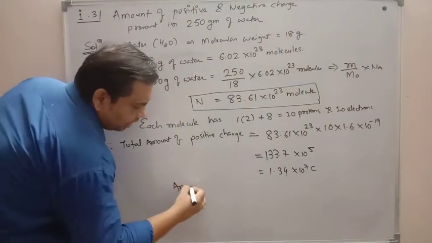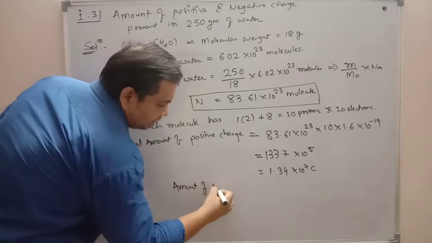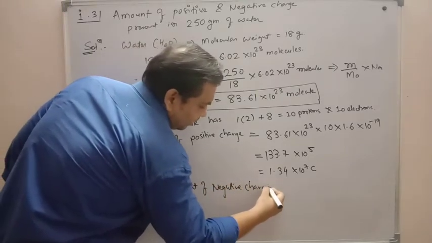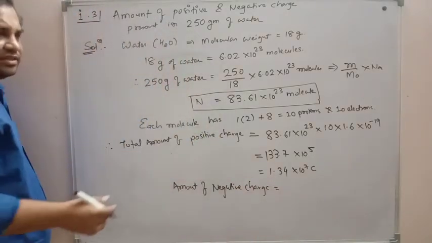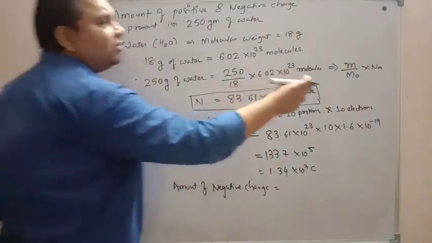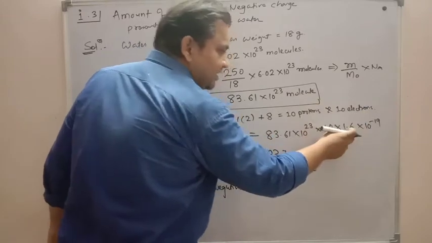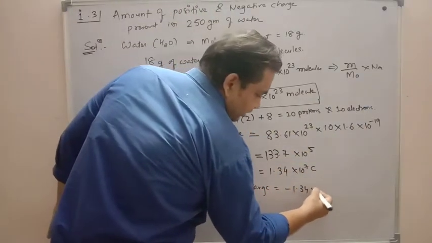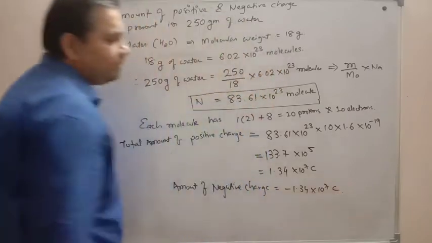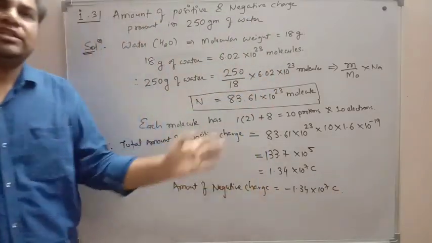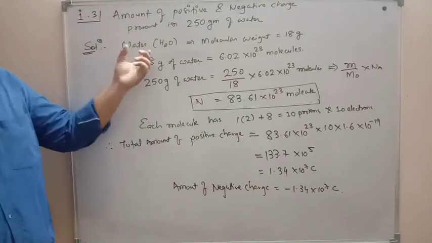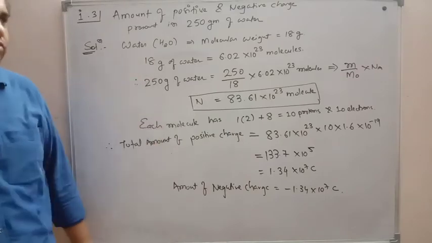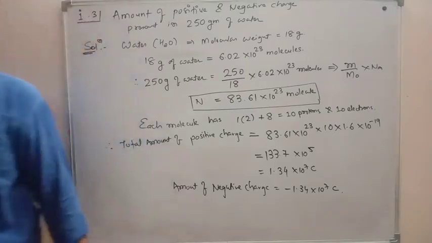Similarly, the amount of negative charge present in the sample is the same as this, because you have the same number of molecules, the same number of electrons, and the charge on each electron is the same. So it is minus 1.34 into 10 power 7 coulomb, and if you add both of them, the total charge comes out to be 0, because each atom is electrically neutral. So the total quantity is also electrically neutral.